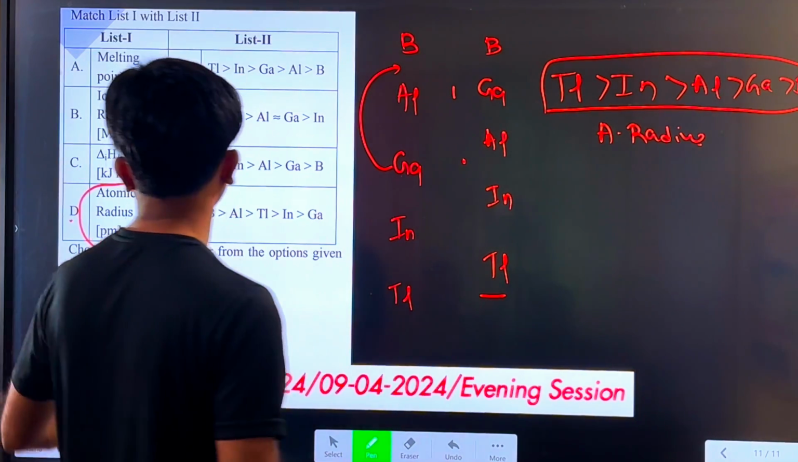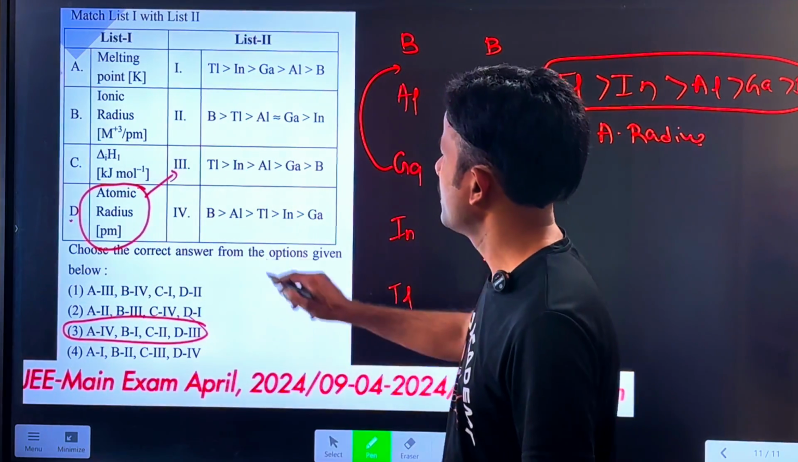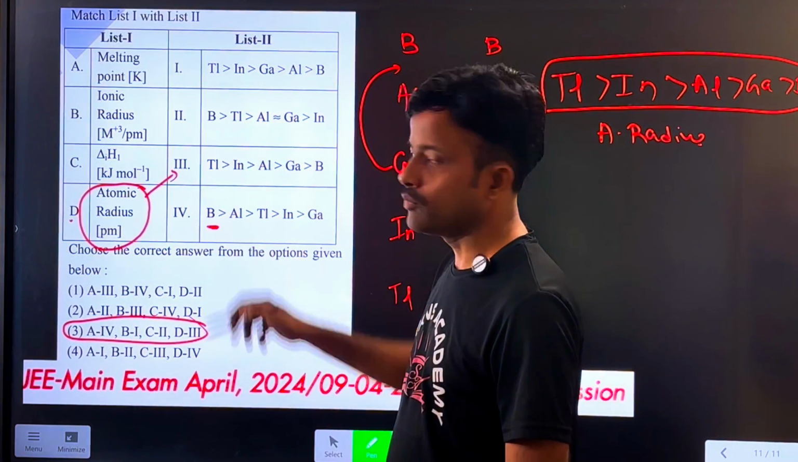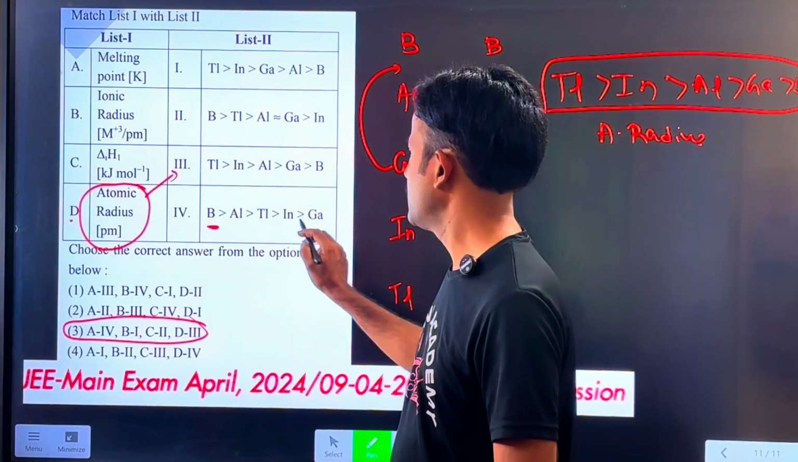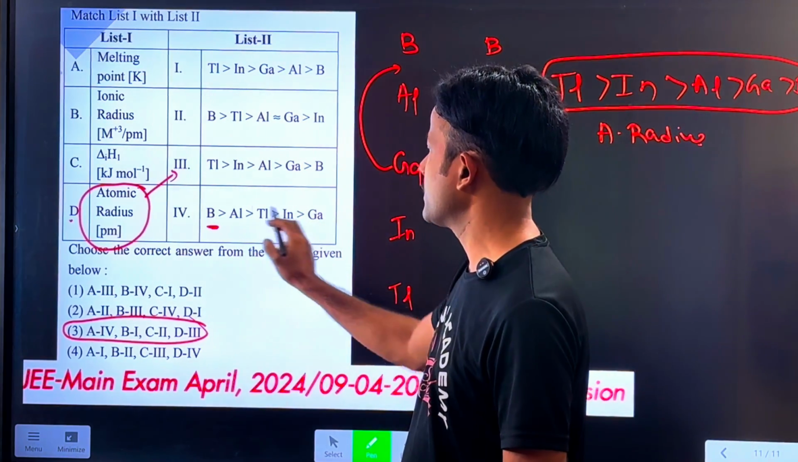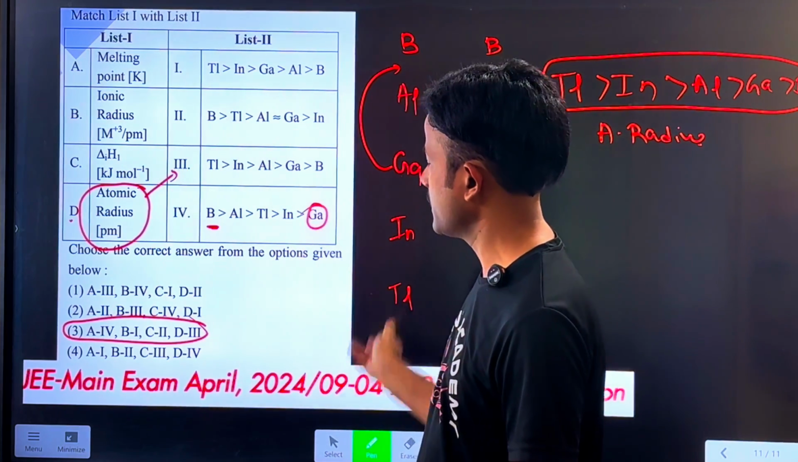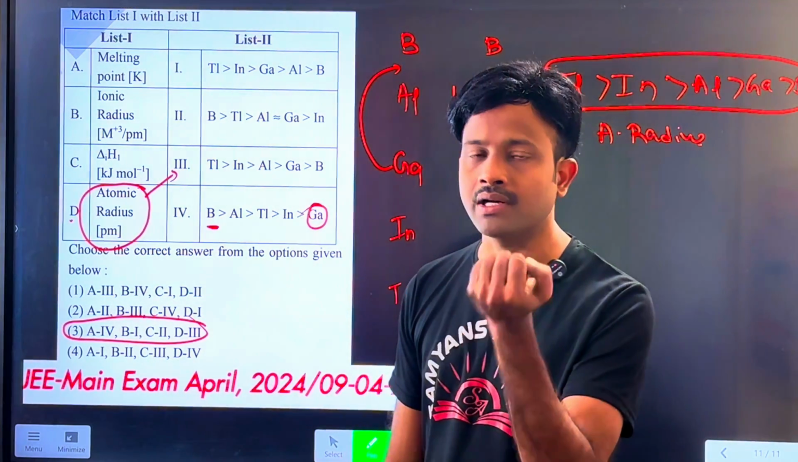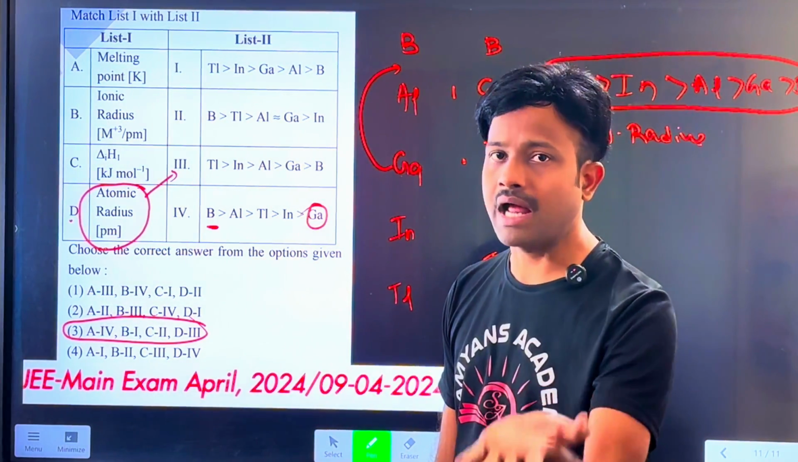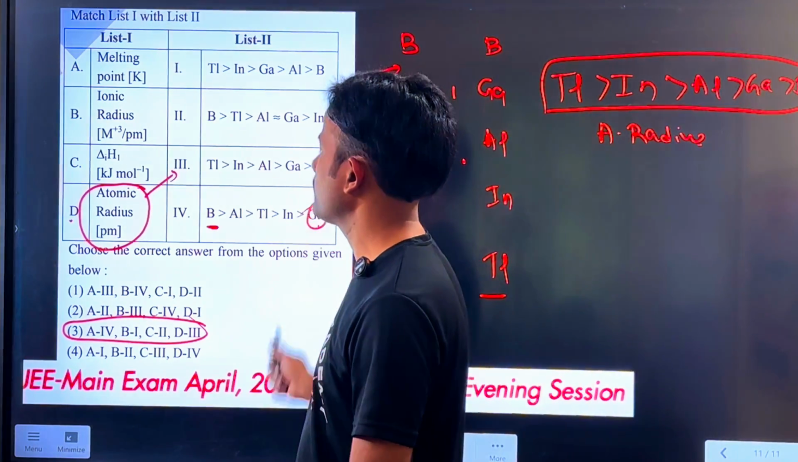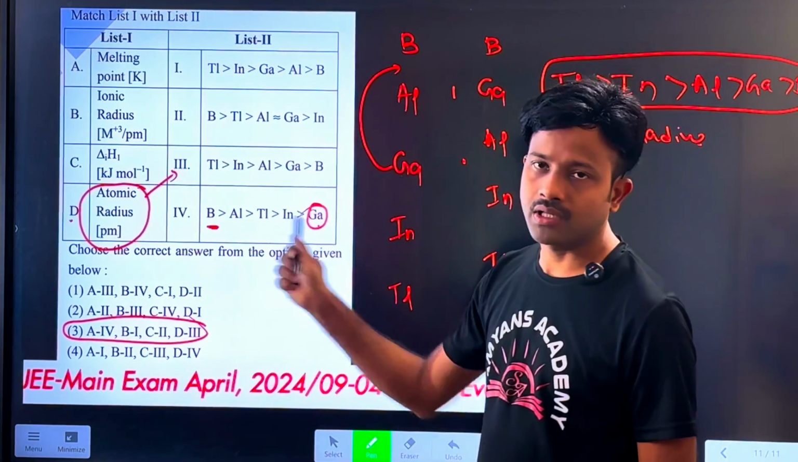Now you see A with 4, melting point. Boron has a higher melting point compared to all other elements. Gallium comes last for melting point. Gallium is a liquid metal, it can readily melt just by holding it in your hand. So gallium's melting point is lower than all other elements.